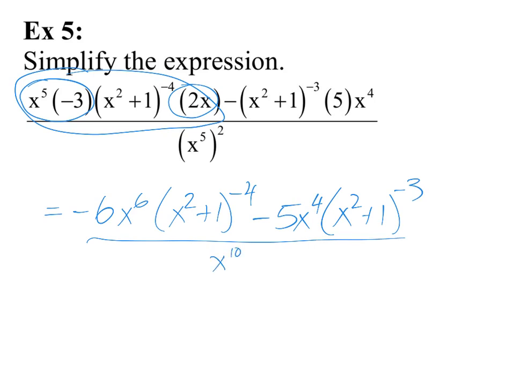Okay, when working with a problem like this, you have to ask yourself, we have a common binomial here. And what is the smallest exponent? That would be -4. -4 is less than -3. Okay, so I'm going to factor out the x squared plus 1 to the -4th power. Then I have x to the 4th. Here I have 6 x's. I need to pull out 4 x's. Alright, and that's all I could really factor out. So what's left over?